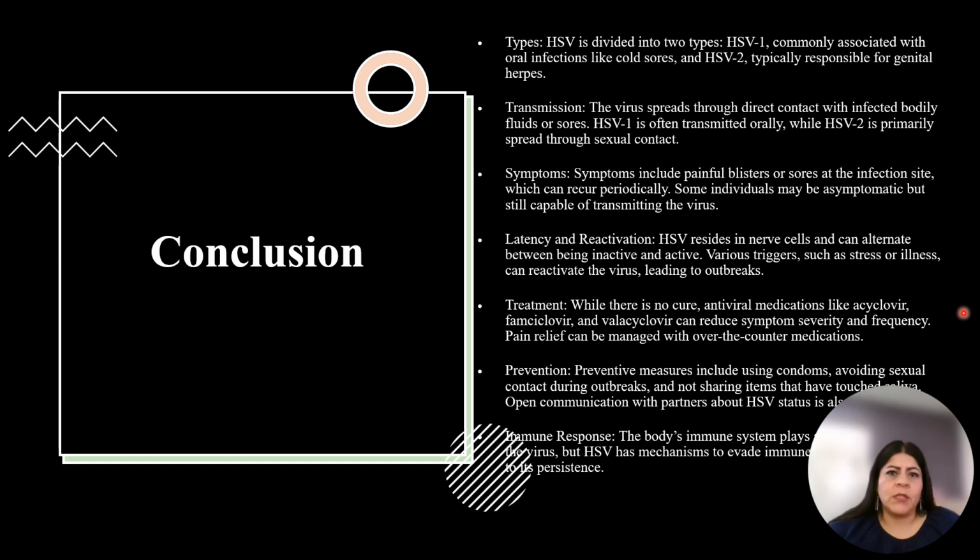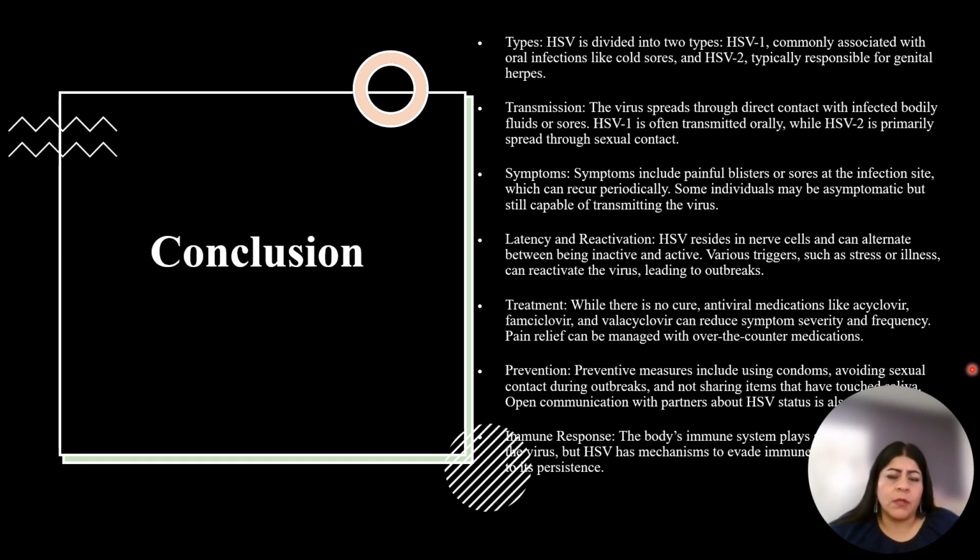Latency and reactivation. HSV resides in nerve cells and can alternate between being inactive and active. Once you have it, you're not getting rid of it. It doesn't go away. Various triggers, such as stress or illness, can reactivate the virus and lead to outbreaks. So treatment is so important.